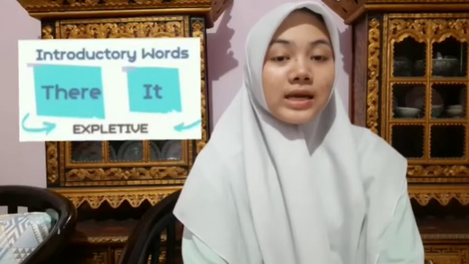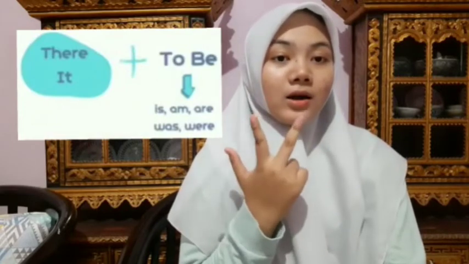Some clauses begin with the introductory words there or it, rather than with the subject of the sentence. In this sentence structure, there and it are usually followed by to be. To be can use is, am, are, was, or were, depending on whether you want to use the past tense or present tense. If it is past tense, use was or were, and if it is present tense, use am, is, or are.